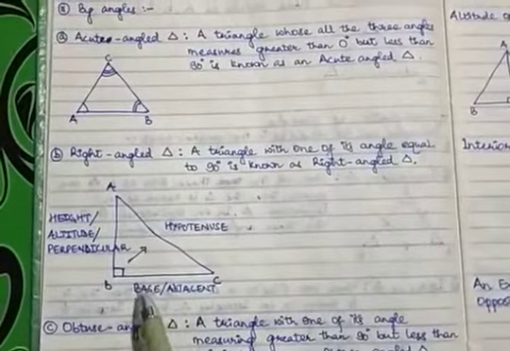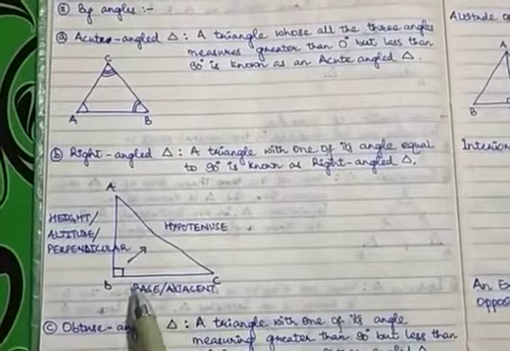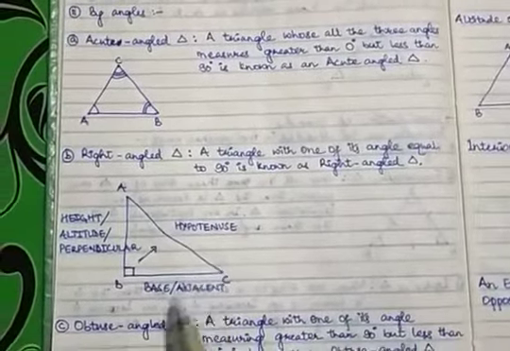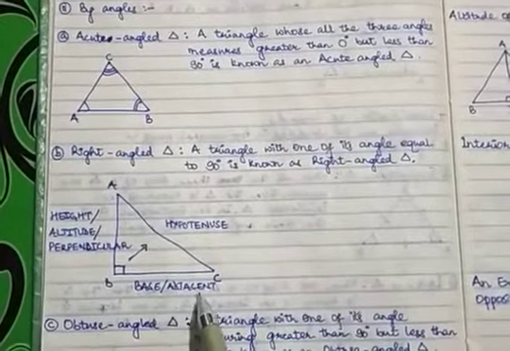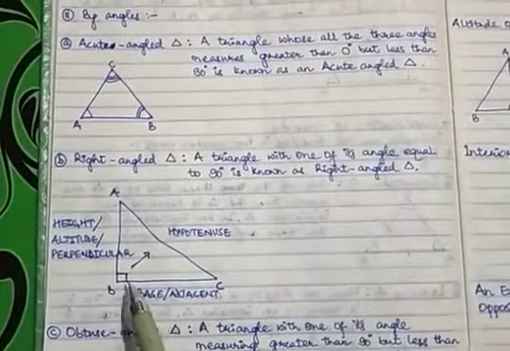The base side, that is BC, is known as the base, and it's also known as the adjacent, where the 90 degree angle is formed.